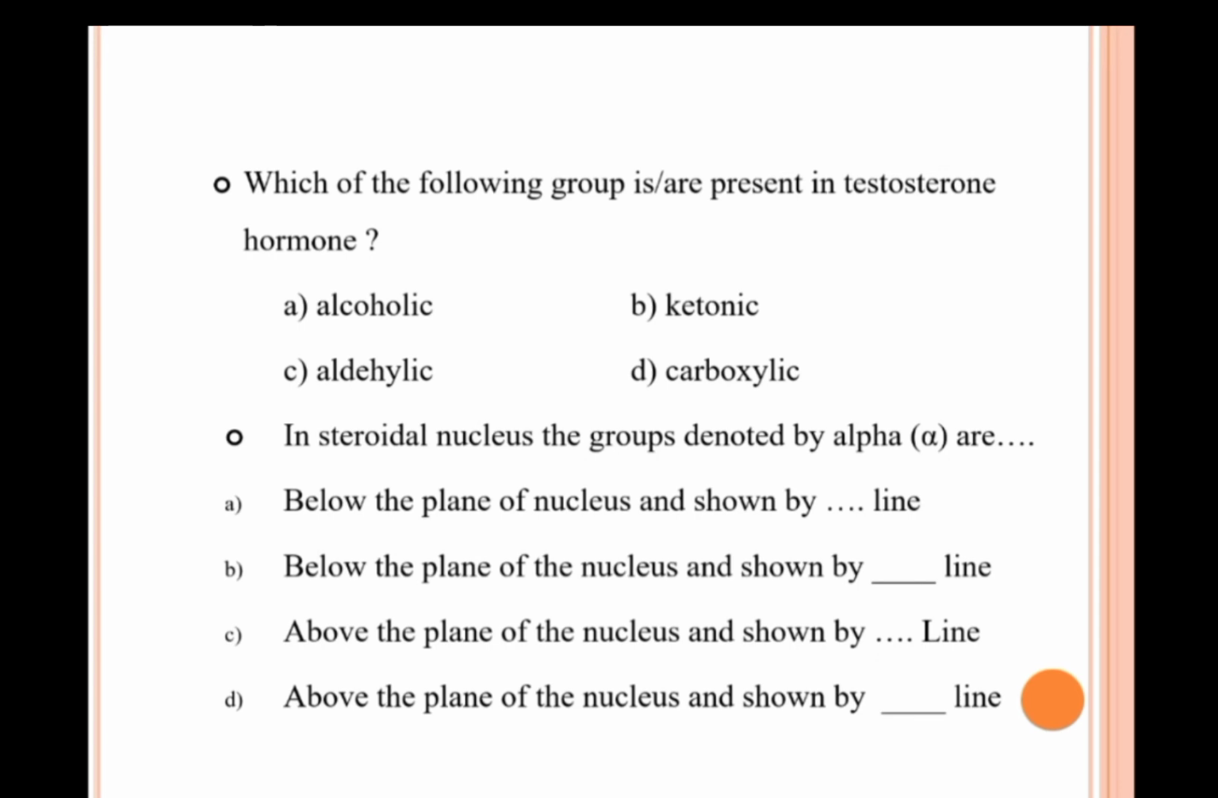Question number 4. In the steroidal nucleus, the groups denoted by alpha are: option A, below the plane of the nucleus and shown by dotted line. Option B, below the plane of the nucleus and shown by solid thick line. Option C, above the plane of the nucleus and shown by dotted line. Option D, above the plane of the nucleus and shown by solid thick line. Option A, below the plane of the nucleus and shown by dotted line, is correct.